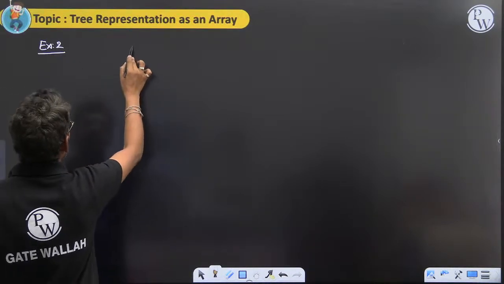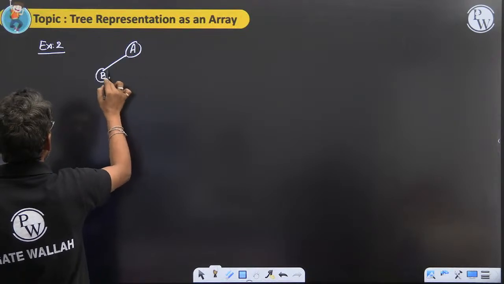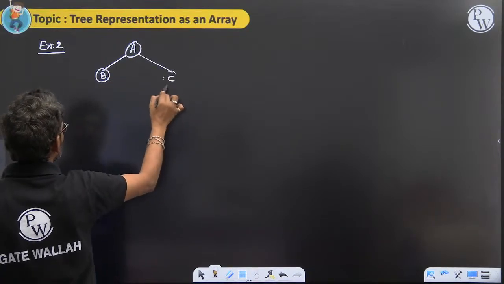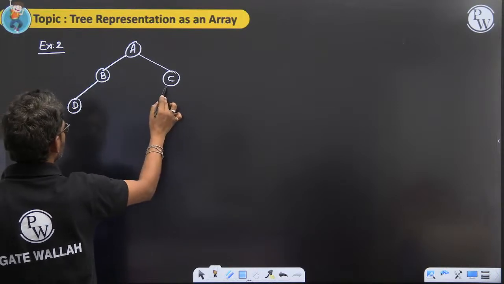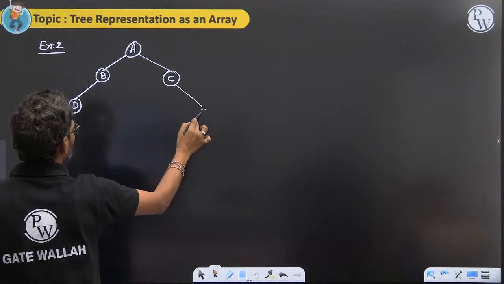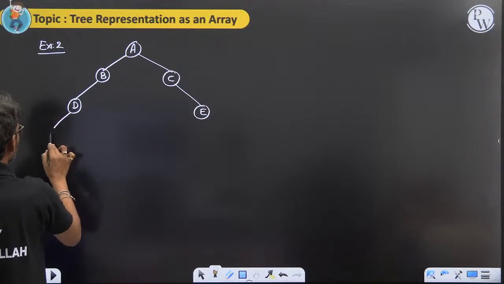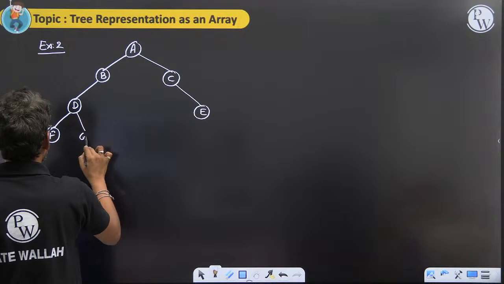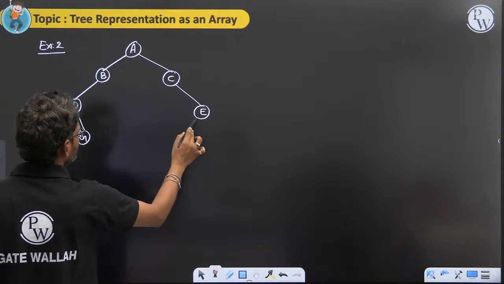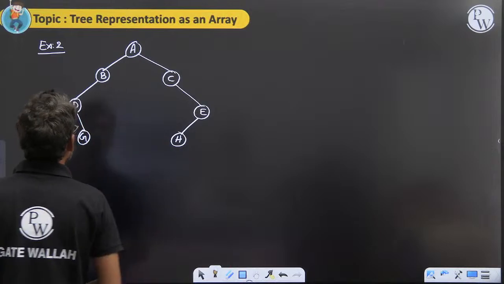Suppose I am taking a binary tree like this: A, B, C, D, E, F, G, H.